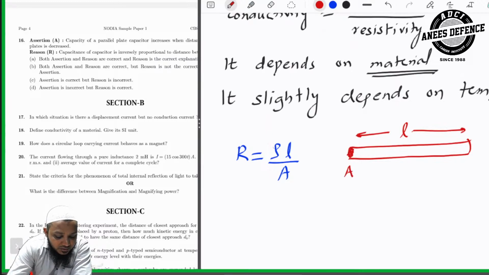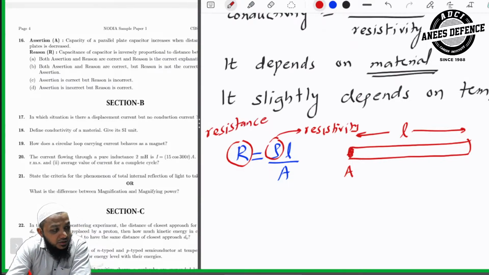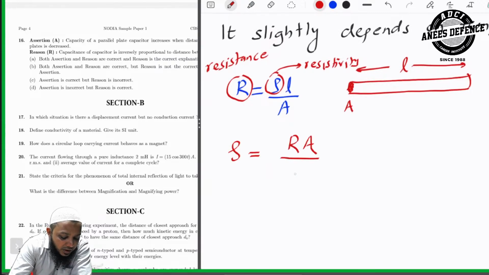What is this rho? Rho is called resistivity and R is called resistance. I told you resistance depends on length and area, but resistivity is independent of length and area. Therefore, resistivity can also be written like this: RA by L.